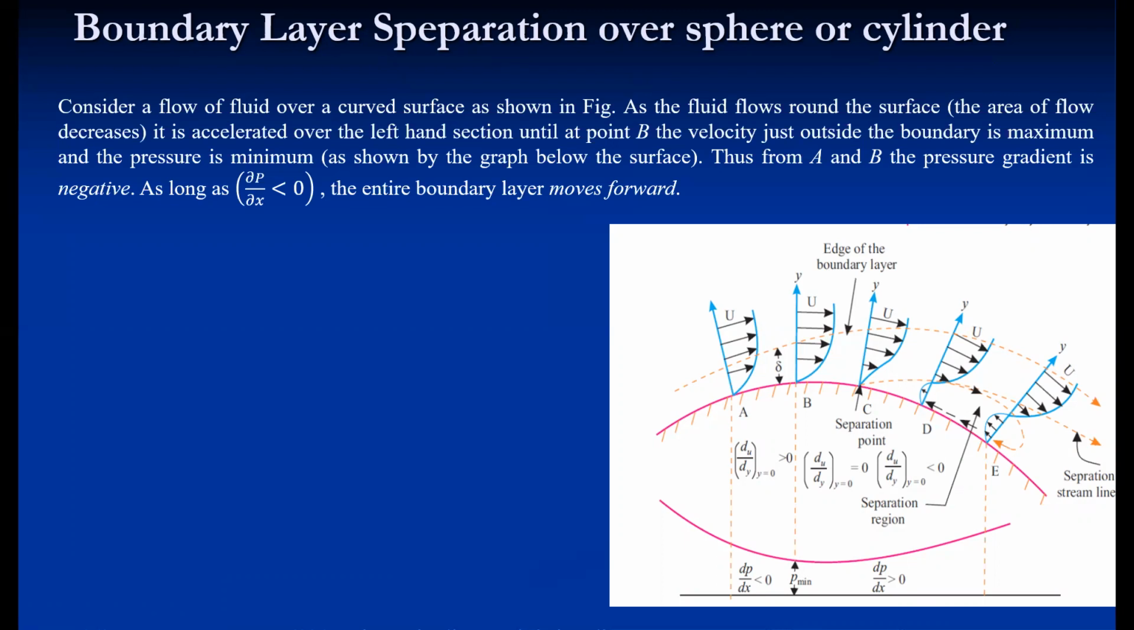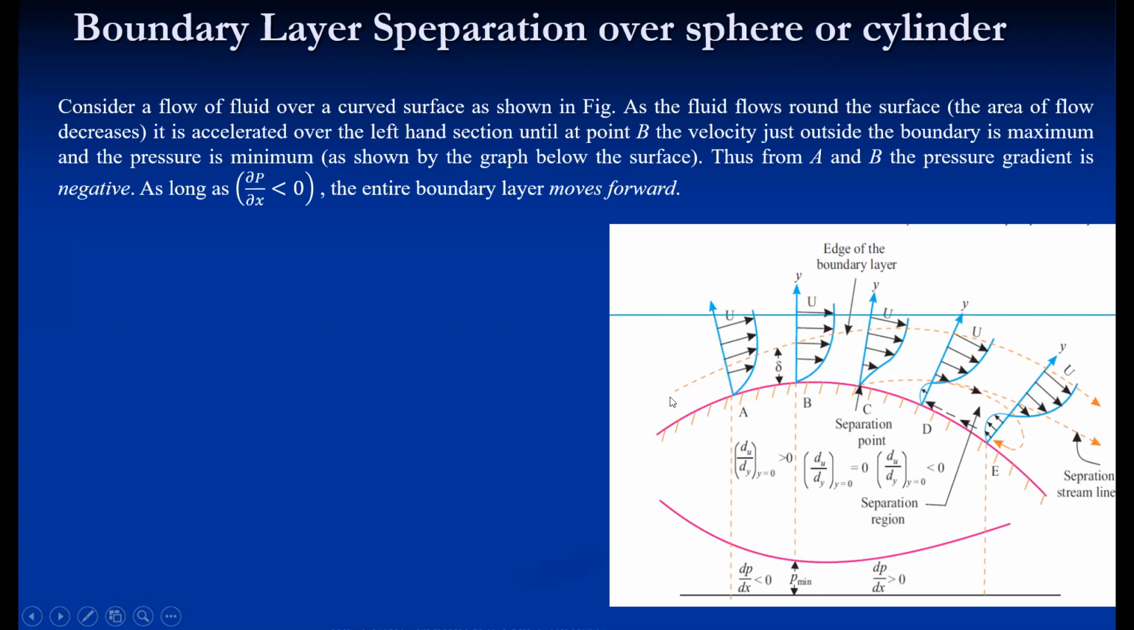As the fluid flows around the surface, suppose we draw a line above which the boundary layer effects are negligible. Now this is a flow passage. If you see in this particular passage, as the fluid flows around the surface, the area of the flow decreases. So here the area decreases.